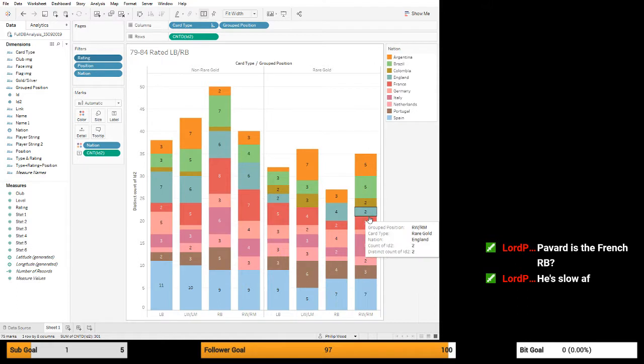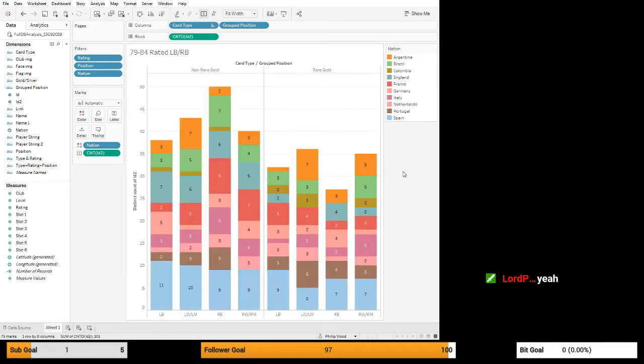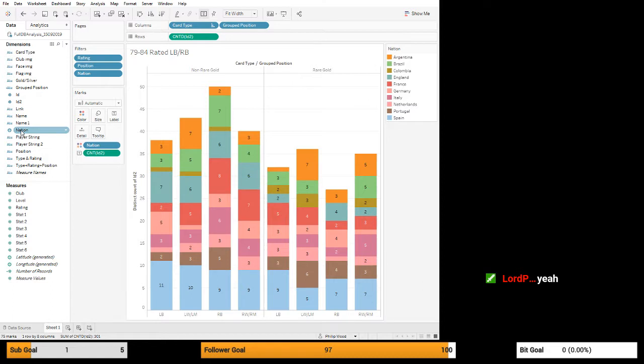So, yeah, you've got two French right backs. Pavard, presumably the other one then. No, Kevin Malchiot? Ruben Aguilar. Maybe Pavard is listed as a right back, as a centre back this time. He's not really a left back, is he?